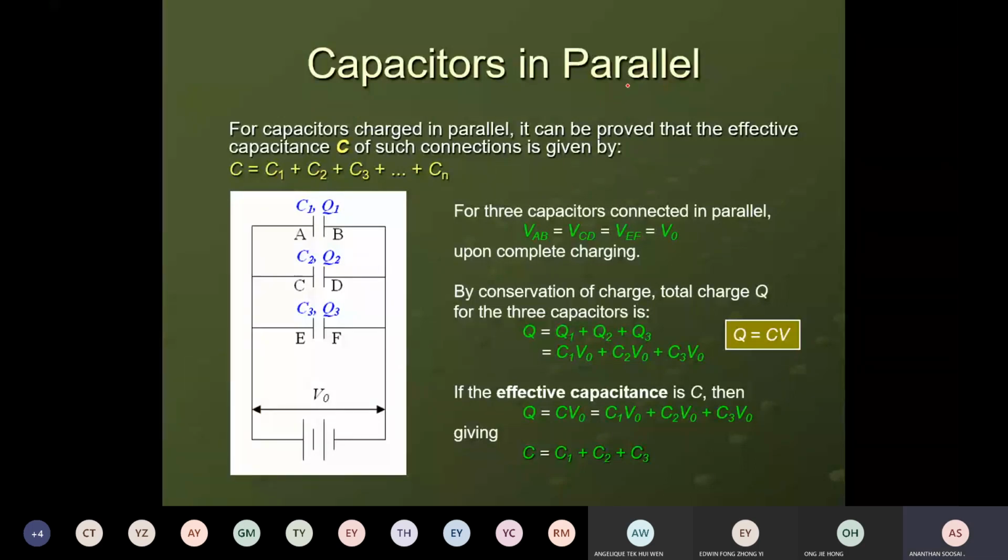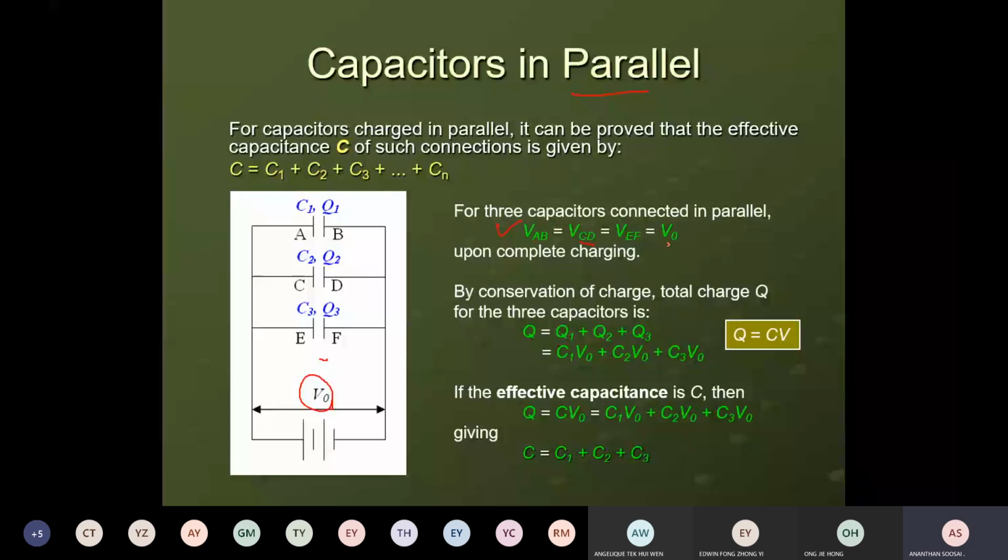Capacitors in parallel. You see this diagram: three capacitors connected in parallel with a battery. These capacitors are C1, C2, C3, and carry charges Q1, Q2, Q3. For three capacitors connected in parallel, of course the voltage is the same. V_AB, the voltage across AB, is the same as across CD, the second capacitor, and the same as across EF, the third capacitor, and equals the total voltage V0. The voltage is the same.